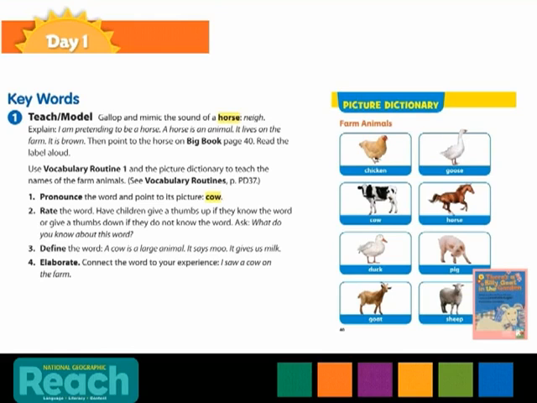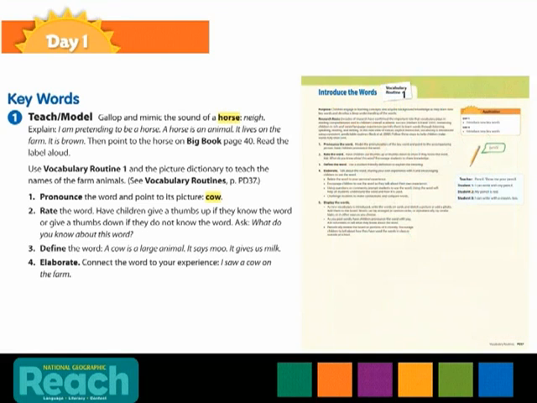After introducing the language function, it's time to introduce some keywords. These will either be science or social studies vocabulary words. When introducing new keywords, you'll be using various pages from the unit's Big Book, but every time you introduce students to new vocabulary, you will use vocabulary routine number 1. This routine follows the steps seen here: pronounce, rate, define, and elaborate.